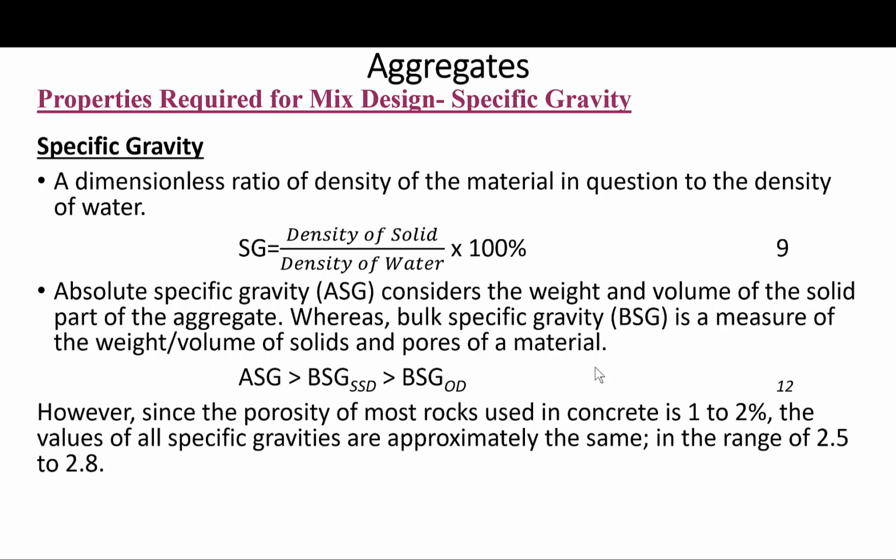Okay, so this is referred to as equation: the apparent specific gravity is larger than the bulk specific gravity in SSD, which is larger than the bulk specific gravity in the OD condition. This is equation number 12. I know 10 and 11 are missing; I will talk about them later. But as we said, since the porosity of most rocks used in concrete is 1 to 2%, the values of all specific gravities are approximately the same, in the range of 2.5 to 2.8. But you must know all these terminologies and how we calculate them.